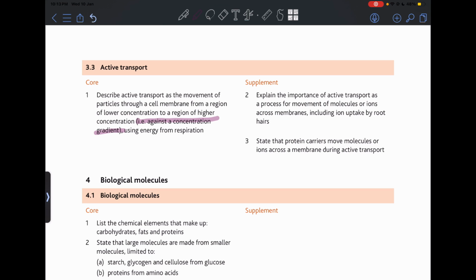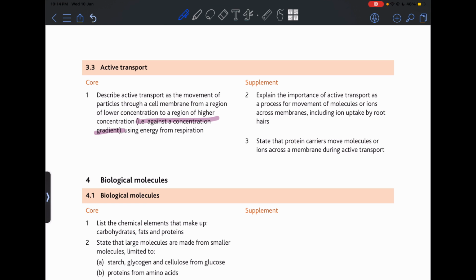Now, active transport is very important for plants because it helps the plants to take the ions and water from the root. When you give water to a plant in the soil, then it will use active transport to take the water and ions from the soil, from the roots. So this is very important again.